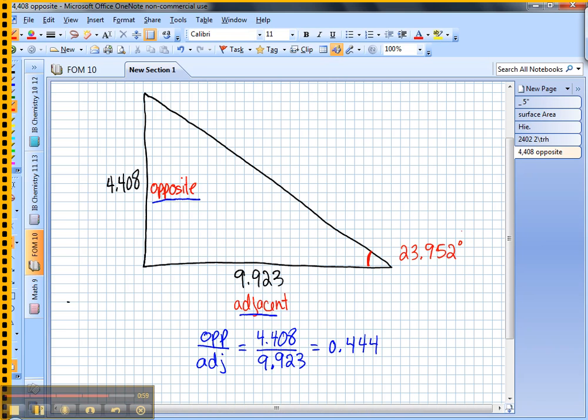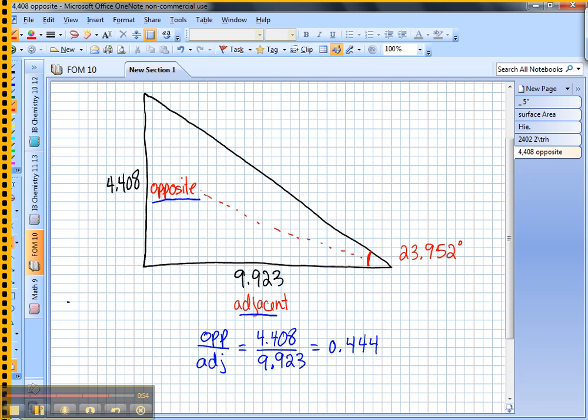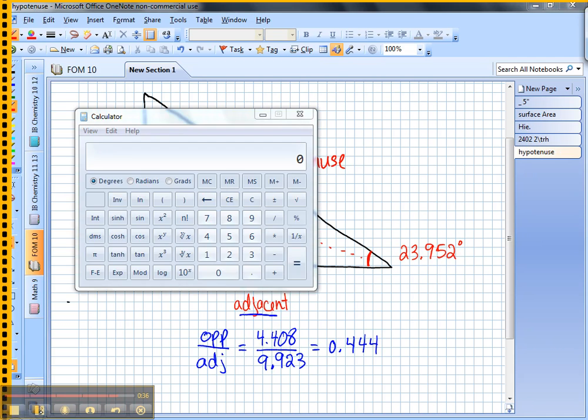Okay, and therefore, if you look straight across from that angle, this is my opposite side, and the one that is next to it is the adjacent side. This, of course, is the hypotenuse, and we don't want to get that confused with the other side. And if you look specifically at the ratio of the opposite over the adjacent side, you'll notice I got a value of 0.444.